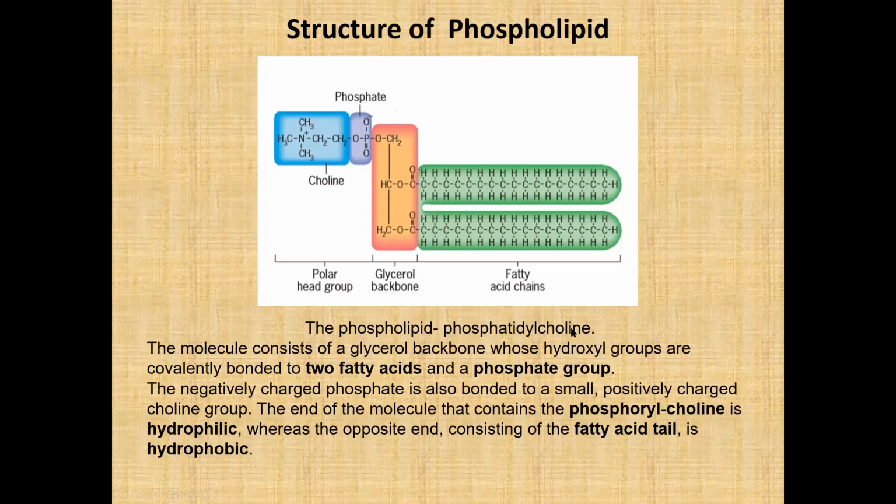But also we can have phosphatidylserine, for example, phosphatidylethanolamine, and other types of phospholipids that are major parts, as I told you, of the plasma membrane.